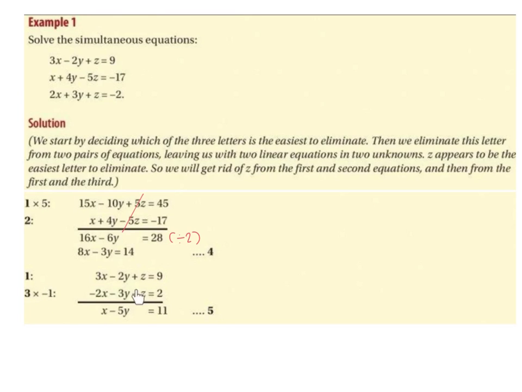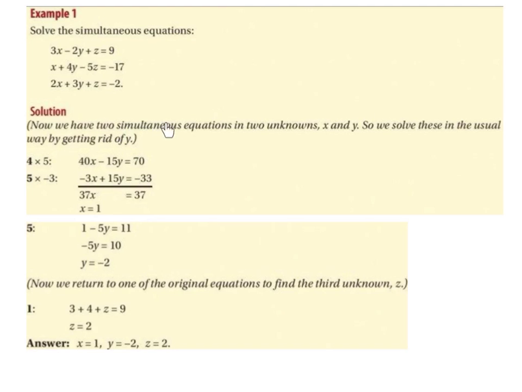So now we notice that we've plus z minus z, so they'll cancel. And then 3x minus 2x is x. Minus 2y minus 3y is minus 5y. 9 plus 2 is 11. So our equation is x minus 5y is equal to 11. So now we have two equations in terms of x and y that we're going to solve simultaneously to find x and find y. And then when we've done that, we can find z.